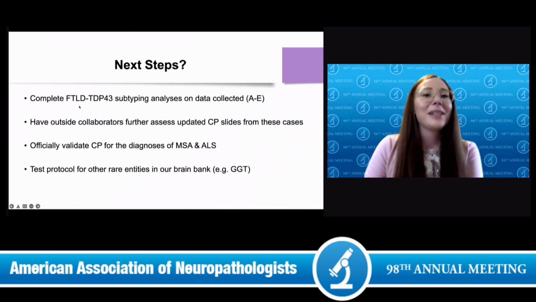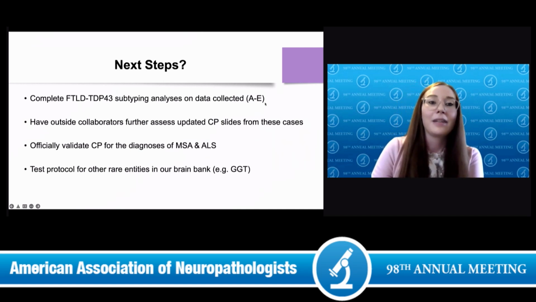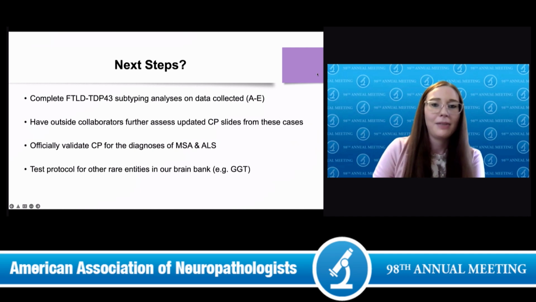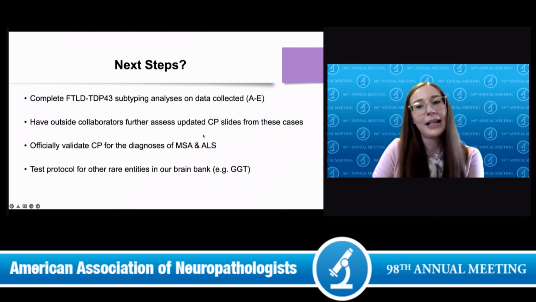So our next steps are to complete the statistical analyses for the data collected for the breakdown of the FTLD-TDP subtypes A through E, in addition to adding more cases from the clinical course, specifically upon receiving approval to increase the N. We also would like to invite outside collaborators to assess the condensed protocol slides.